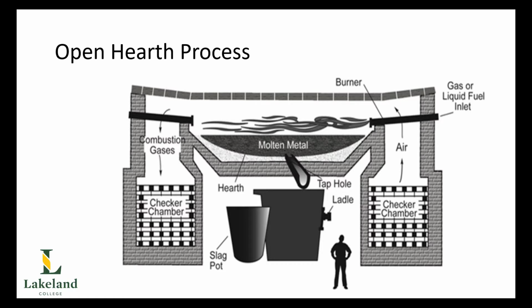Of course, because it's producing steel, it can also have other elements added into the mix, so we can produce steel alloys. The typical batch size of an open hearth process was usually anywhere from 50 to 100 tons. So there you go, that's the quick overview of our open hearth process.